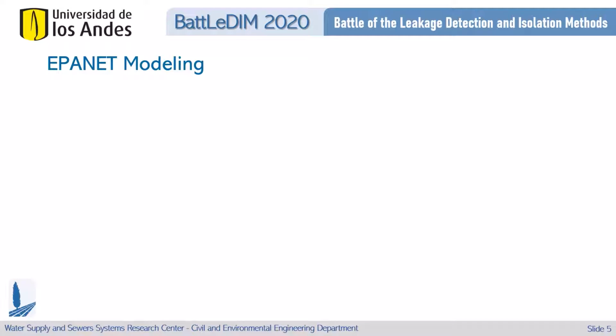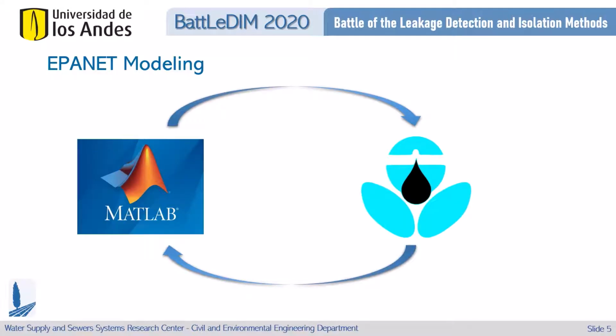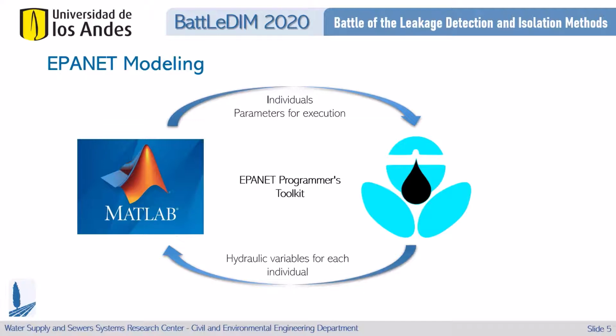The modeling procedure was performed using MATLAB and EPANET. MATLAB was selected due to its high computational efficiency for managing big volumes of data. On the other hand, EPANET was chosen because it is a well-known hydraulic simulator capable of performing water distribution system analysis in an extended period. To perform the simulations required for the genetic algorithms, MATLAB communicated with EPANET through the Programmer's Toolkit. First, the individual's information was sent to EPANET, which performed the hydraulic simulation. Then, the hydraulic results were sent to MATLAB, which developed the operations.